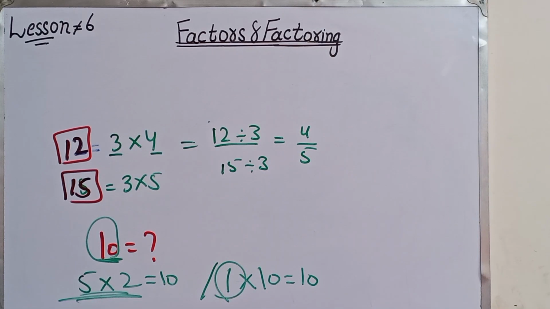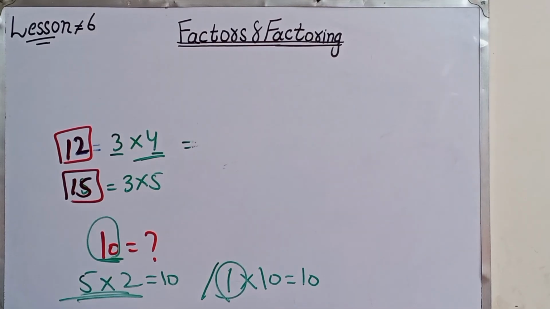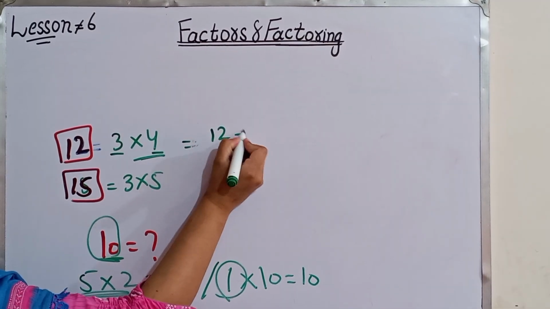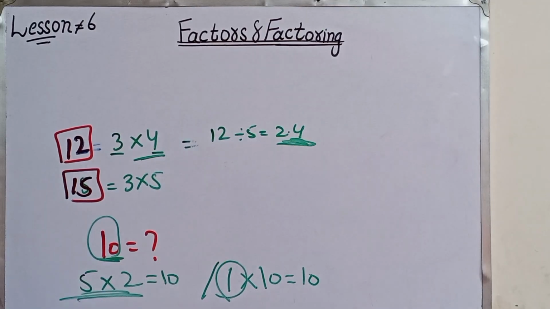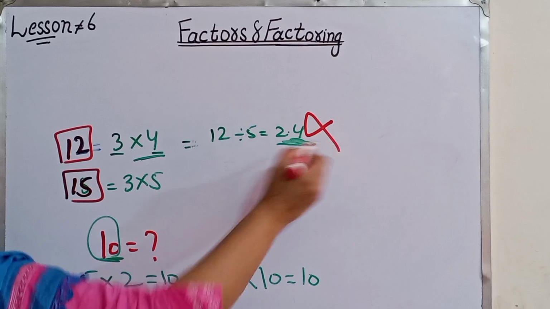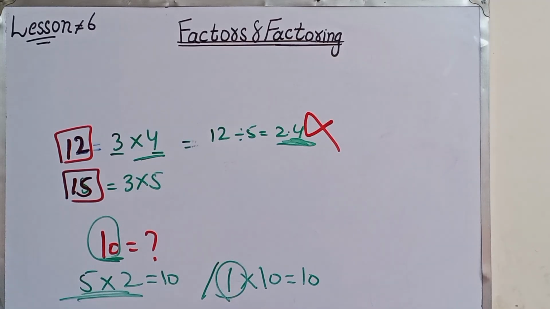So, if you divide 12 by 5, my answer will be 2.4. It means points, so this is not a factor. It is not a whole number, so this is not a factor.